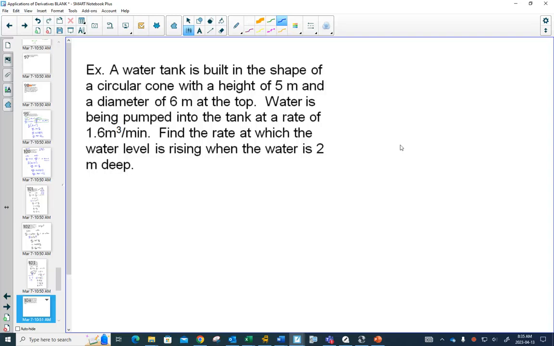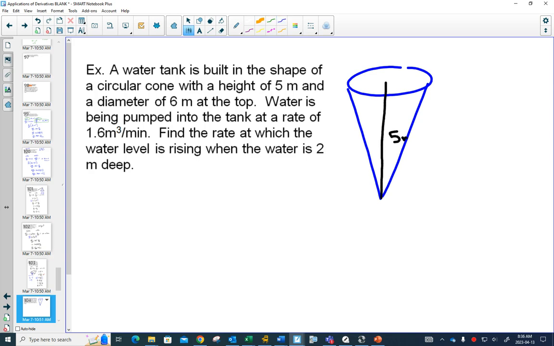The water tank is built in the shape of a circular cone with a height of 5 meters and a diameter of 6, which would make the radius 3. I can put 6 all the way across like that.